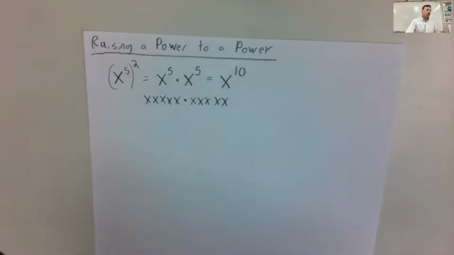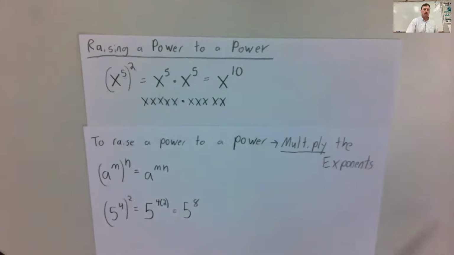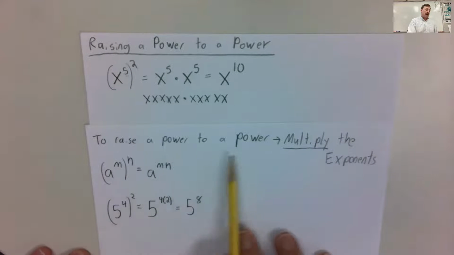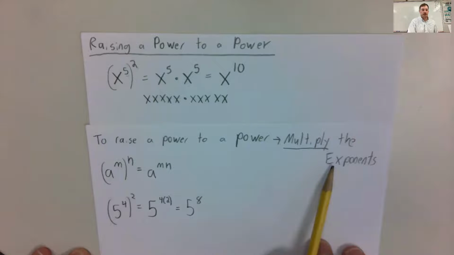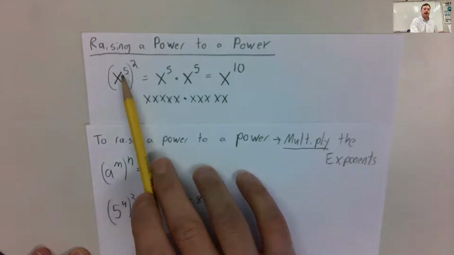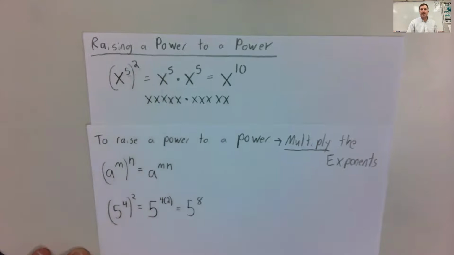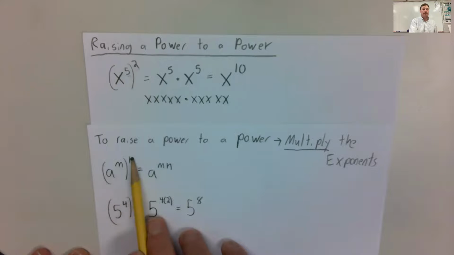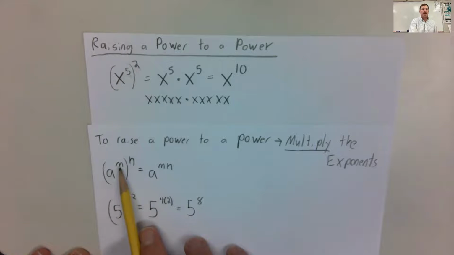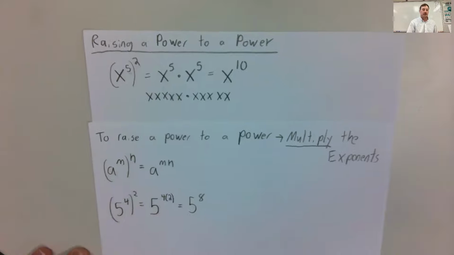So here comes our rule. To raise a power to a power, we multiply the exponents. Okay, so that's what we did here. We just multiplied the 5 times 2, and we got 10, and that's it. In the same way that we write all of our rules, a raised to the m power raised to the n power, all we need to do is multiply m and n together to get our new exponent.